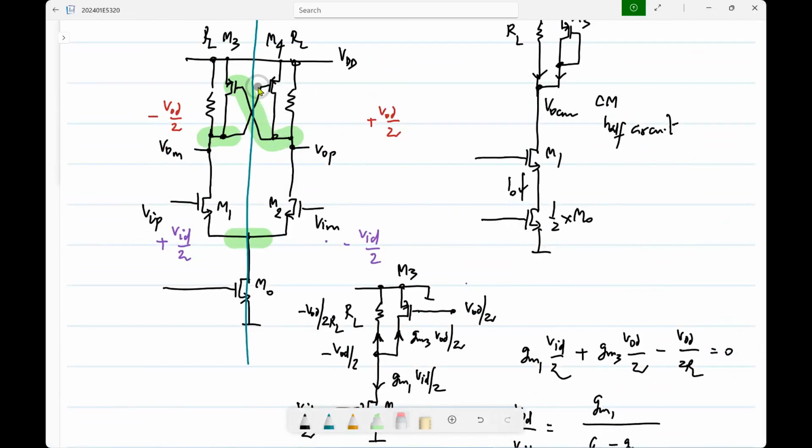Okay. So right now we are only discussing common mode and differential half circuits, but later we'll see what is called common mode feedback, the purpose of which is to reduce the common mode gain and enhance the differential gain.